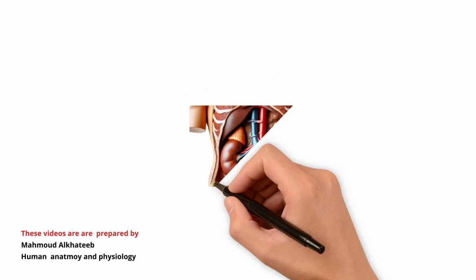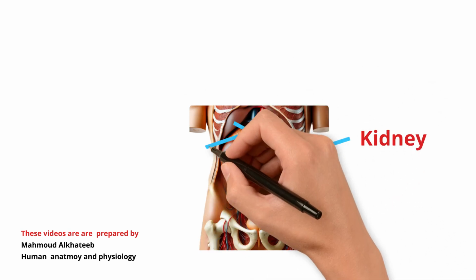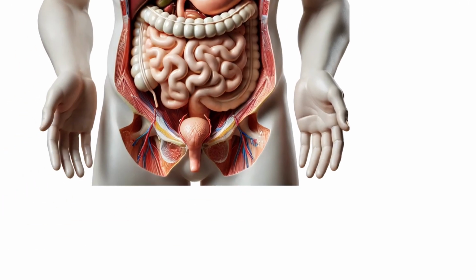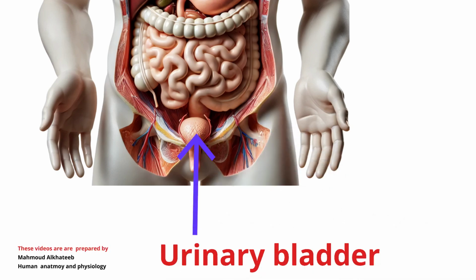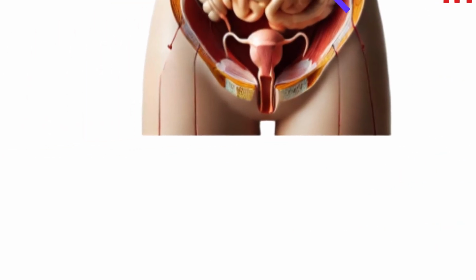However, located at the posterior inner part of the abdominal cavity, outside the peritoneal lining, are the kidneys, the abdominal aorta, and the inferior vena cava. Looking back to the pelvic cavity, it contains the urinary bladder, sigmoid colon, rectum, and the majority of reproductive organs, with structural differences between males and females.